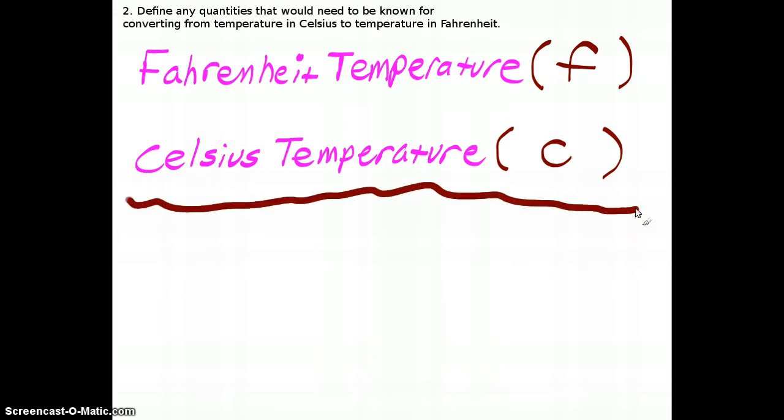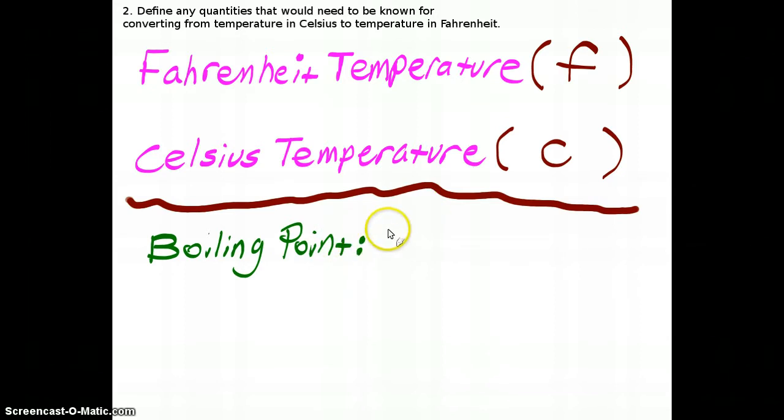So let's think about this for a second. From the warm-up that we did earlier in class, what we all agreed on was that for the boiling point of water, I'll make that look like a B, the water's boiling point can be expressed in two different ways.